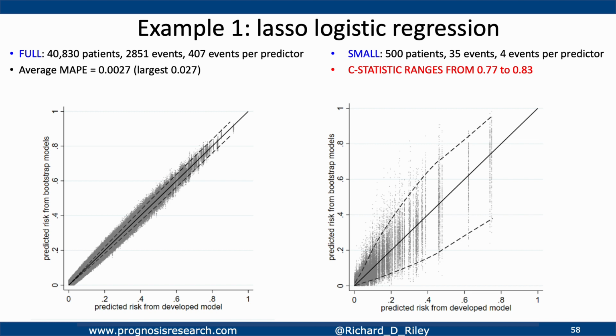Interestingly, the C-statistic across those bootstrap models ranges from 0.77 to 0.83, so you might look at that and go, that's pretty stable, but it's masking instability at the individual level.